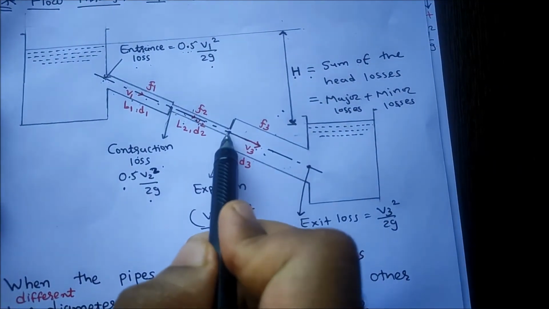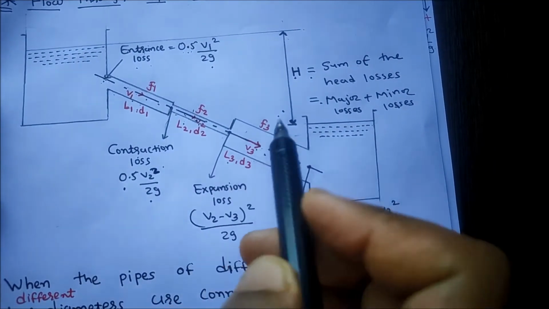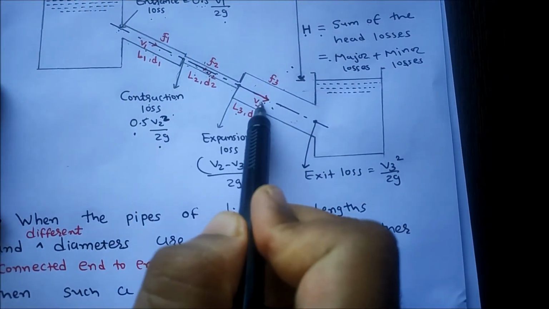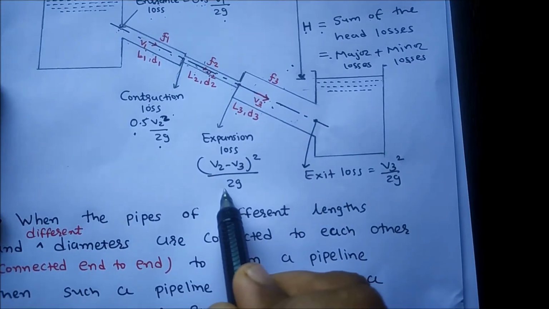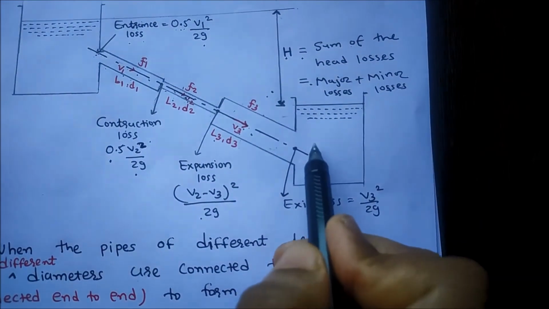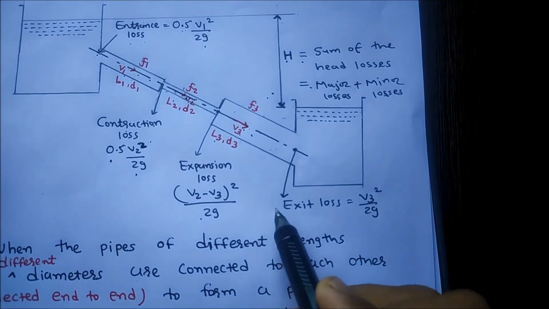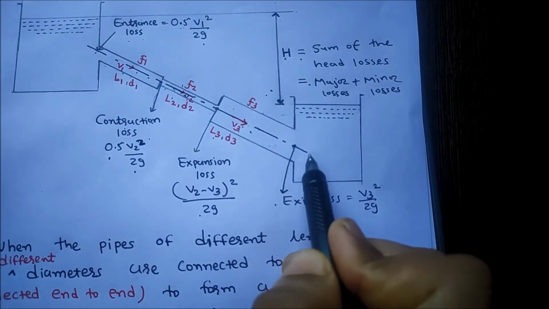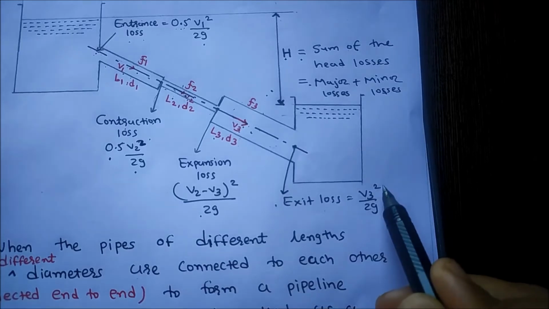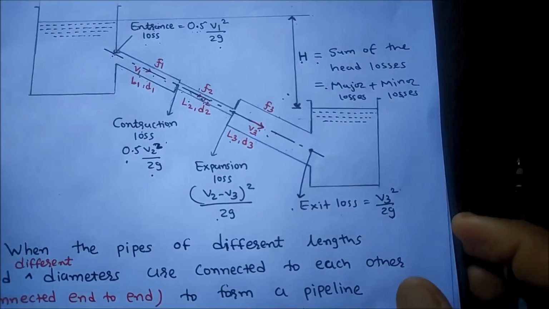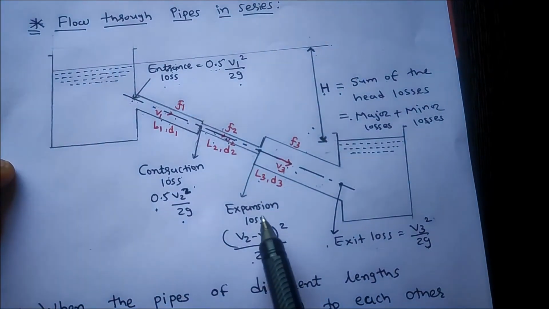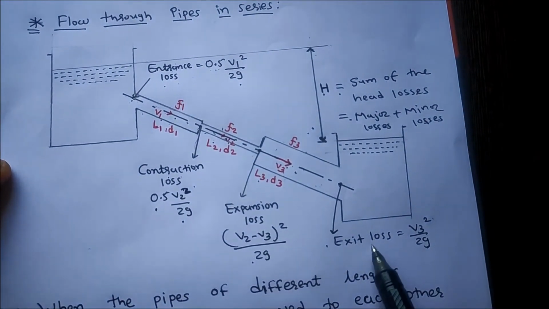Similarly, there is a sudden enlargement or sudden expansion. So expansion loss that we get here is (v2 minus v3) whole square divided by 2g. And last one is fluid exit. So exit loss is v3 square by 2g, because the fluid exit velocity is v3. So those are the minor losses: entrance loss, contraction loss, expansion loss, and exit loss.